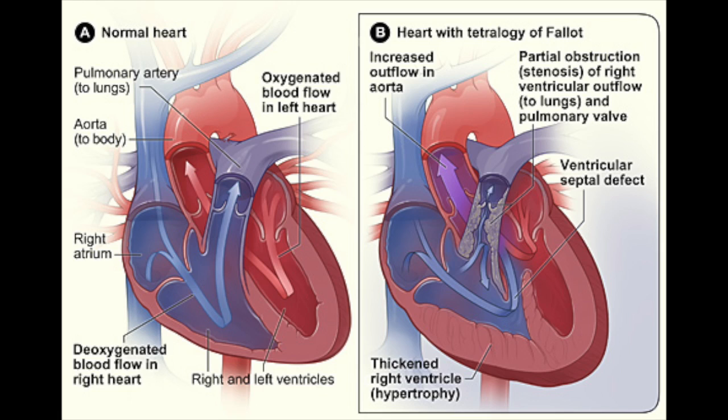Right ventricular hypertrophy is when the muscle of the right ventricle is thicker than usual because it has to work harder. Tetralogy of Fallot can only be repaired through open heart surgery. This also requires the patient to continue receiving medical care from a specialist after surgery to remain as healthy as possible.